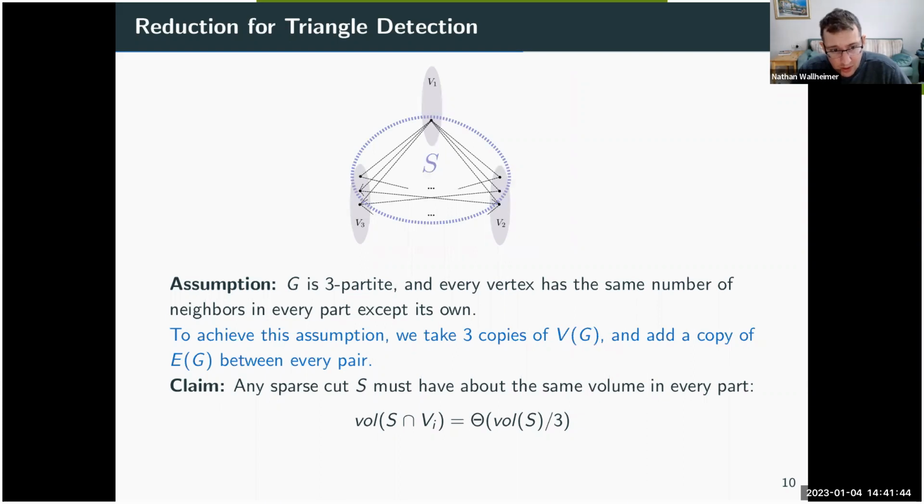And the reason why we need this assumption is because the sparse cuts in this graph have a very specific form. They must have about the same volume in every part, meaning that the volume of S intersection V_i is theta of the volume of S. Again, this is just because every vertex in S has the same number of neighbors in every part.